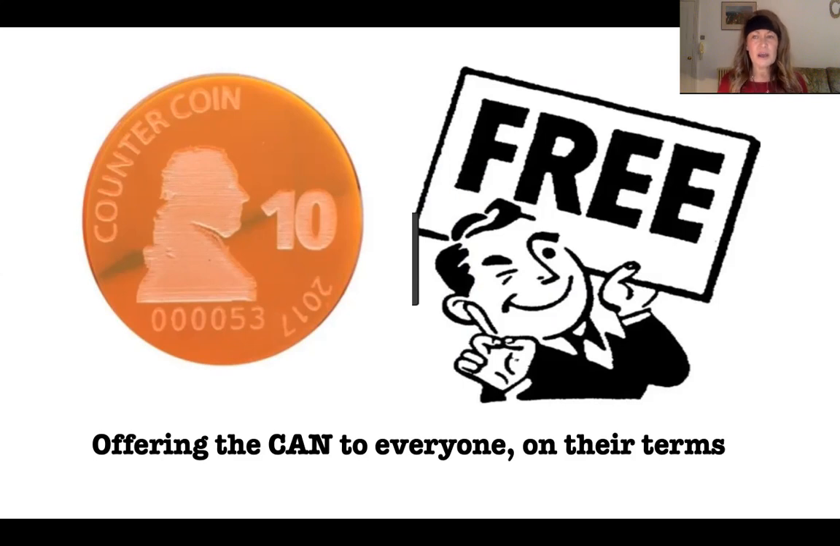But here's one, a couple that we've come across recently that we think do a very good job. One is the issue of a local currency called Countercoin. And what Countercoin does is it persuades local businesses to give up their access for the Citizens Action Network.